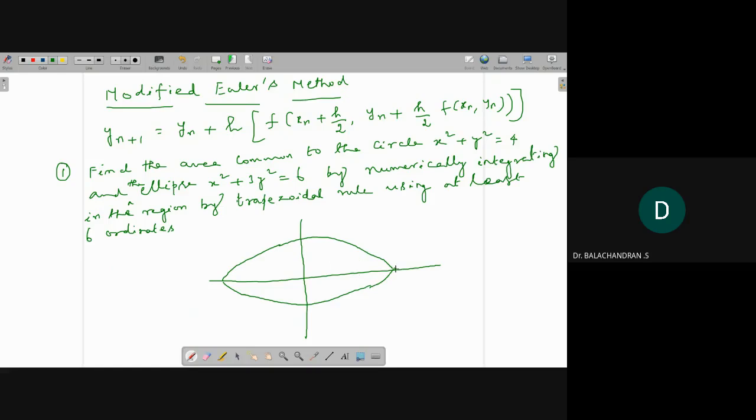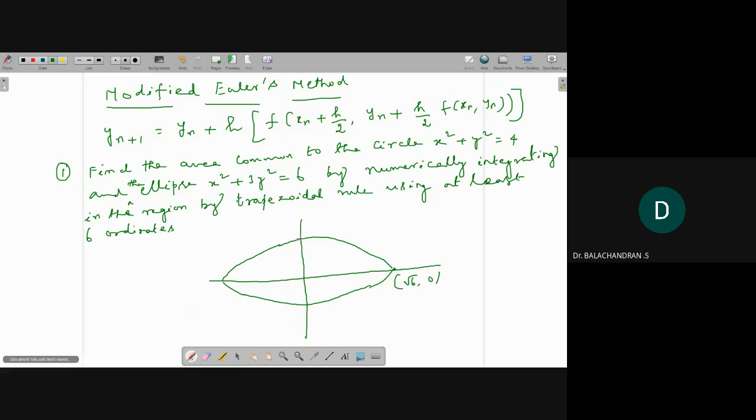Okay. What is this point? When y equals 0, x square equals 6. So x is equal to root 6. So this is root 6, comma 0.